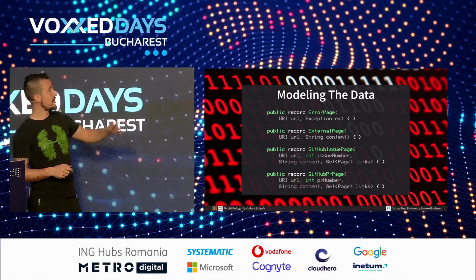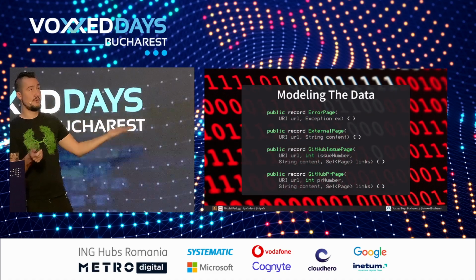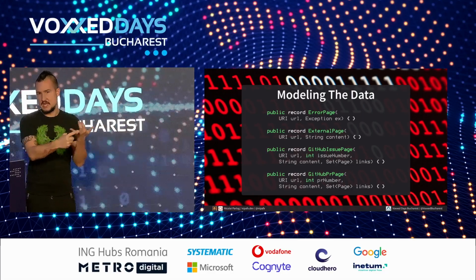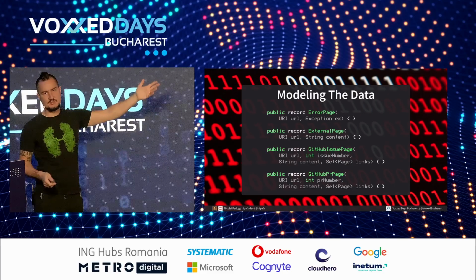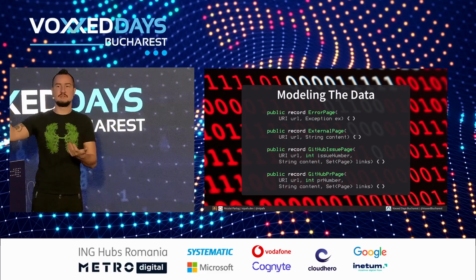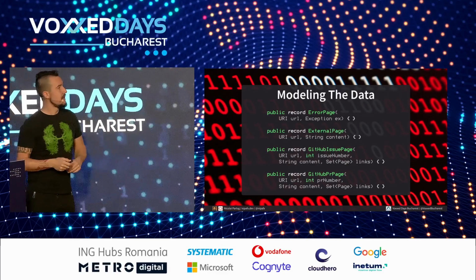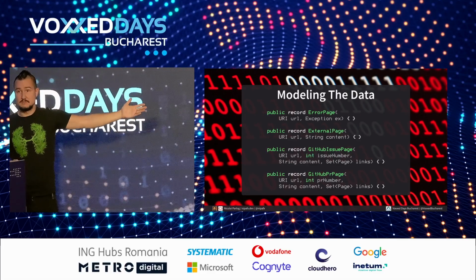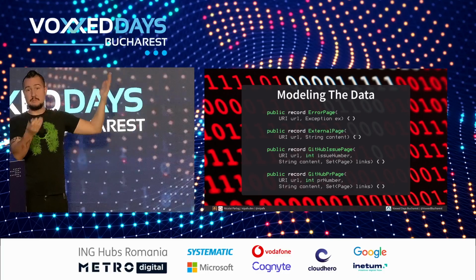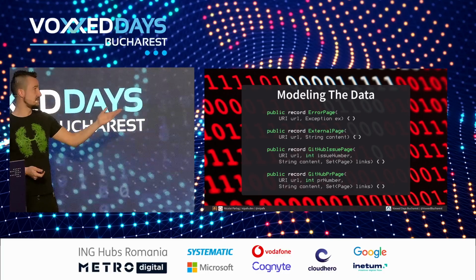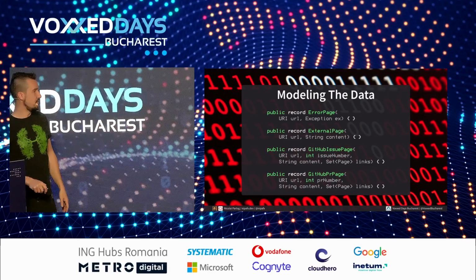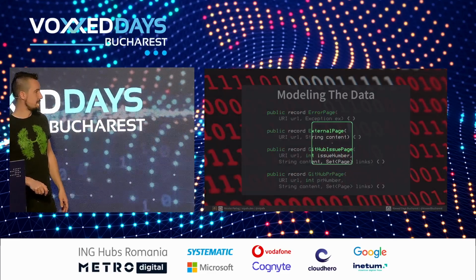So we start with creating the error page, which has, when we look back at the requirements, a URL, and since it was an error page, it has the error, which in this case I picked an exception, but it could also be just a string, whatever. The external page has the URL again, and content, because apparently I cached the page, it could be a Wikipedia page, so I grabbed the HTML content, so I want to store that. And then I have the two specific examples of the GitHub issue page and the GitHub PR page.